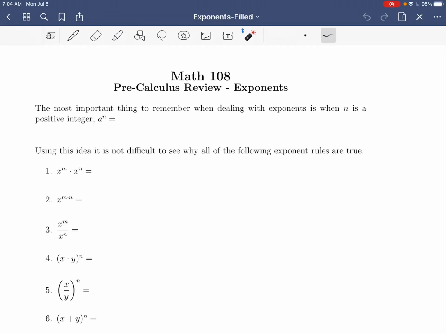In this video, we're going to talk about exponents. So you want to remember that when you're dealing with an exponent, where here n is a positive integer, a to the n is just a times a times a bunch of times. So in fact, n times. Okay, so that's always what's happening when you have an exponent.